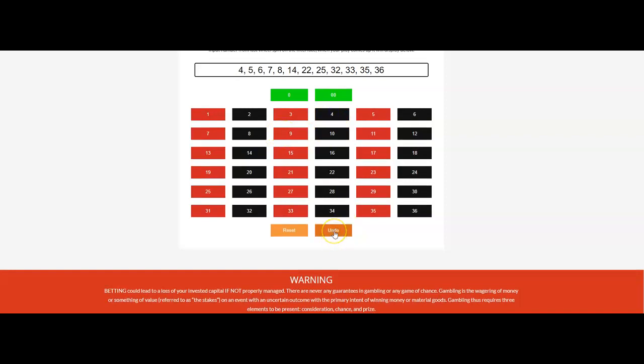Now, let's say I wasn't sure. I hit undo, put back the 9. The numbers came back. If you're just totally screwed up, just hit reset. But that's what you're going to do when you have a hit anyway.